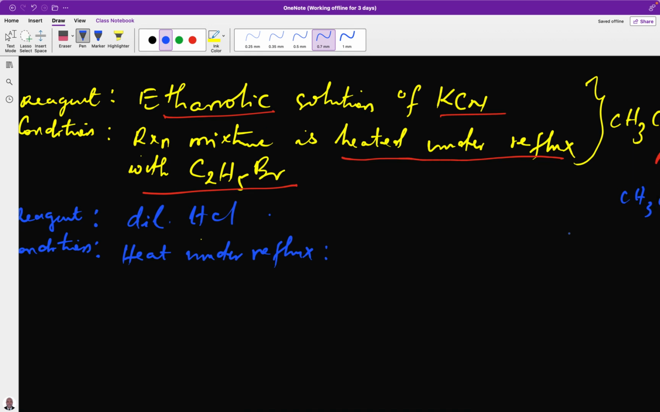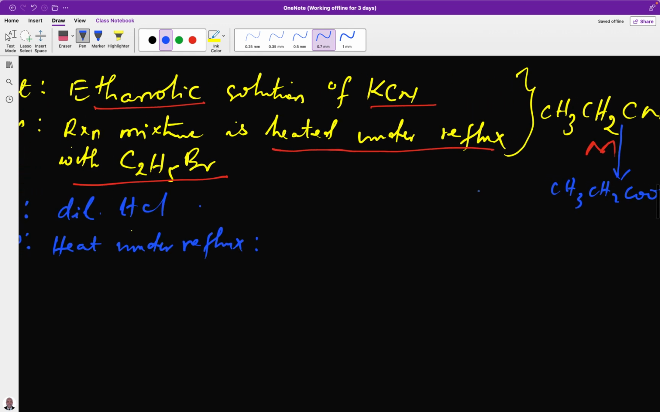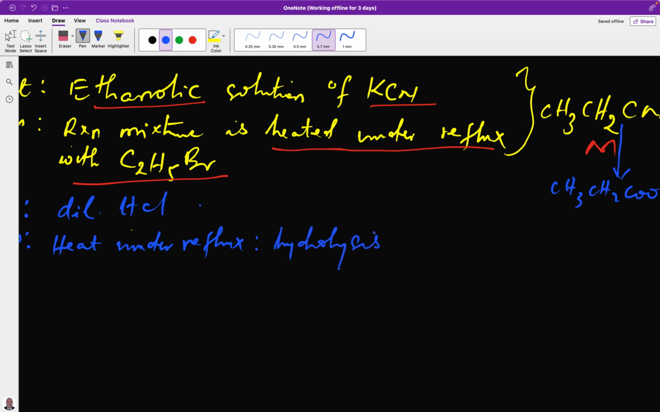Heating under reflux, we say it is hydrolysis of nitrile, because this compound here is not an amine, it is a nitrile. There's 1, 2, 3, propane. That's propane nitrile. We will hydrolyze the nitrile by heating it under reflux with dilute acid. So I said heat under reflux. Hydrolysis of nitrile.